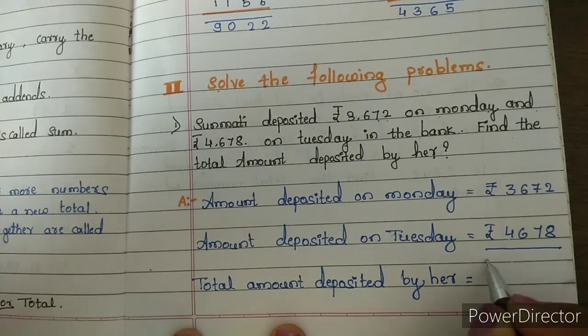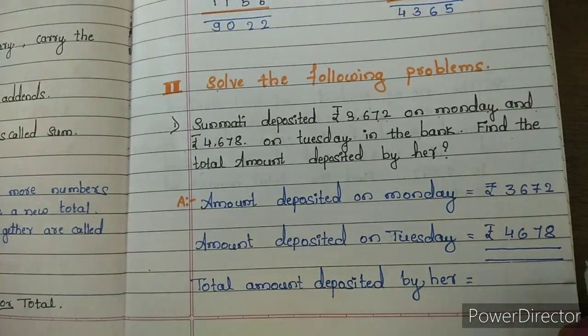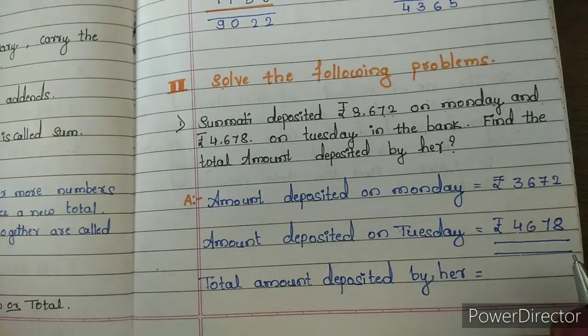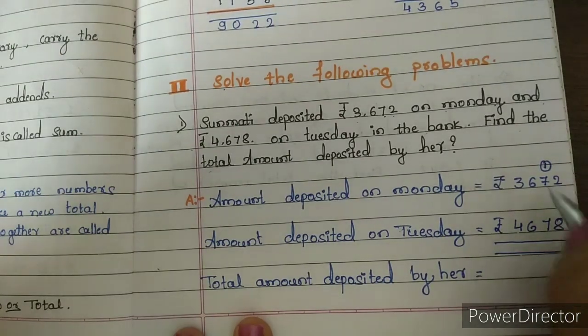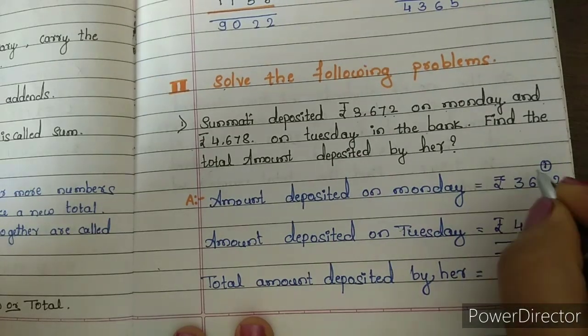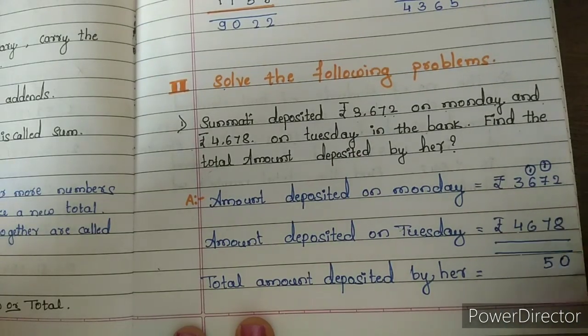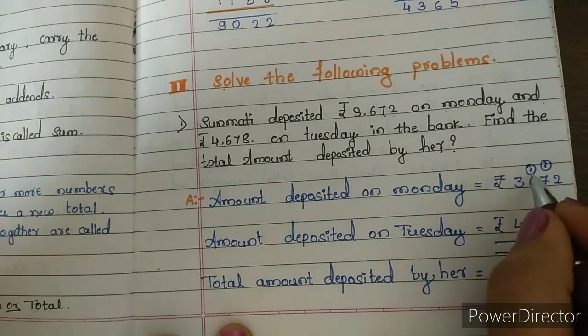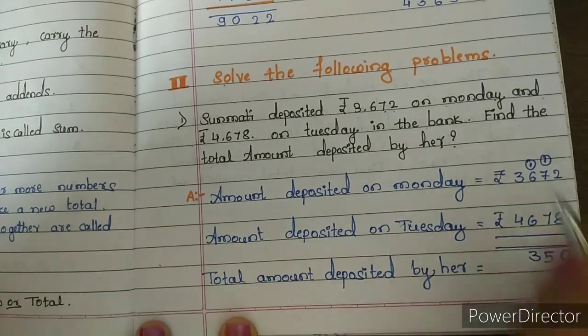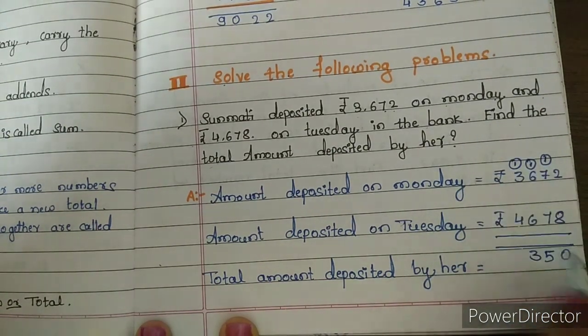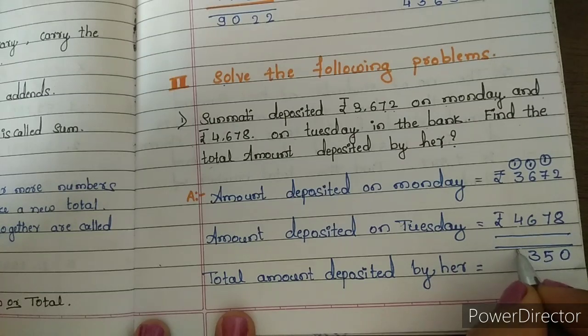Total means we should add these numbers. 2 plus 8 is how much? 2 plus 8 is 10. Carry 1. 7 plus 1 is 8. 8 plus 7 is how much? 15. Carry 1. 6 plus 1 is 7. 7 plus 6 is how much? 13. Okay. 3 plus 1 is 4. 4 plus 4 is how much, dear students?